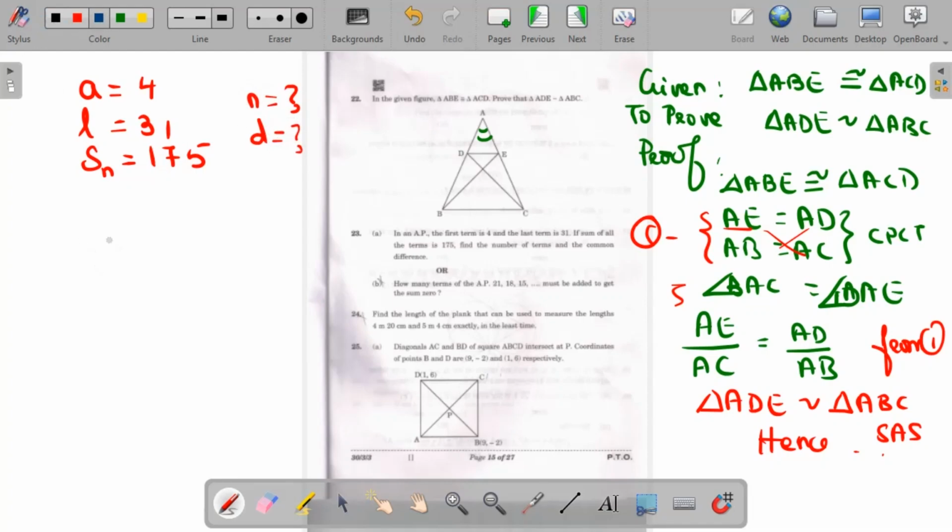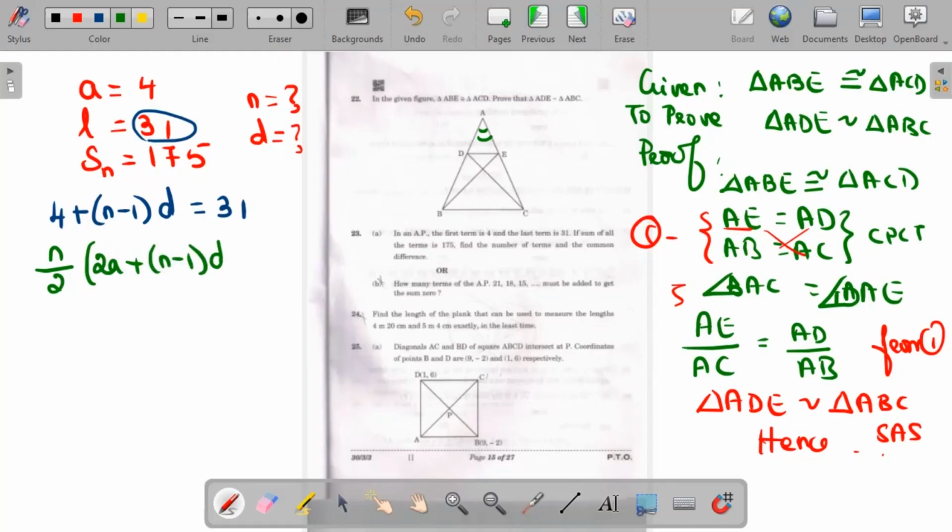So let's start to compute. I don't know how many terms there are. So I can write that 4 plus n minus 1 d is equal to 31. That's the last term, but I don't know which term number is given, which means n by 2 into 2a plus n minus 1 d is given to be 175. So let's simplify. There is another formula here because the last term is given.